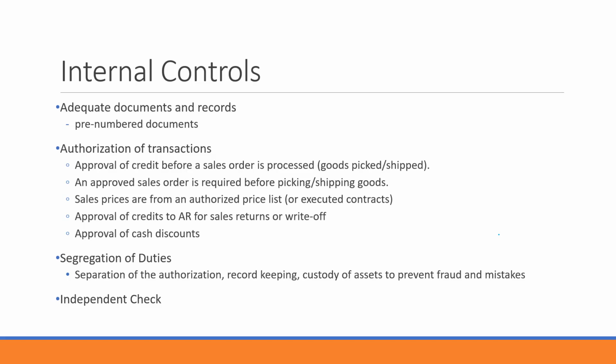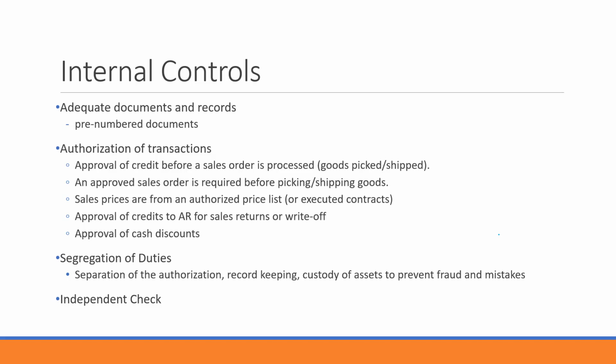The second type is authorization of transactions. So what do we need to authorize usually? Before you process the sales order, we need to approve the customer's credit. We need to see whether the customer is still owing us a huge amount of payment, so they have an outstanding balance that is exceeding their credit. Okay. And then we also need to have an approved sales order before we ship or pick any goods.